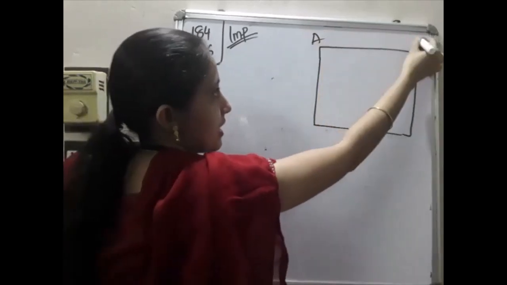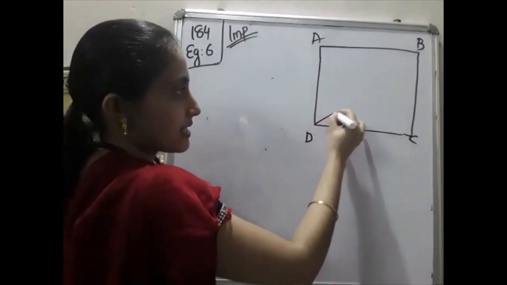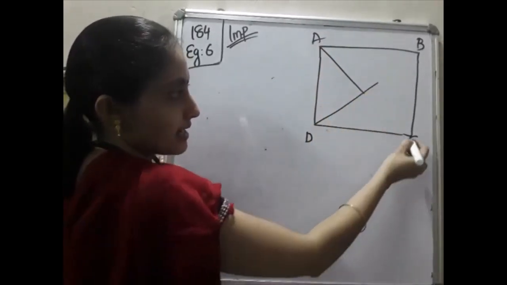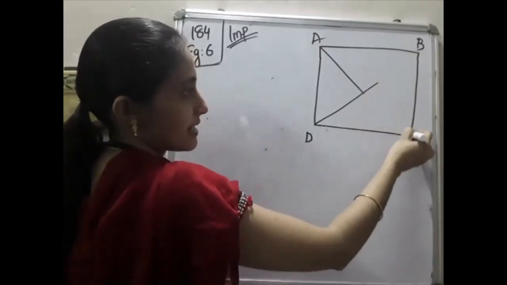Okay, I'll mark as A, B, C, D. And its internal bisector, that means it is like this. And here its internal bisector is like this. And here it will be extending.